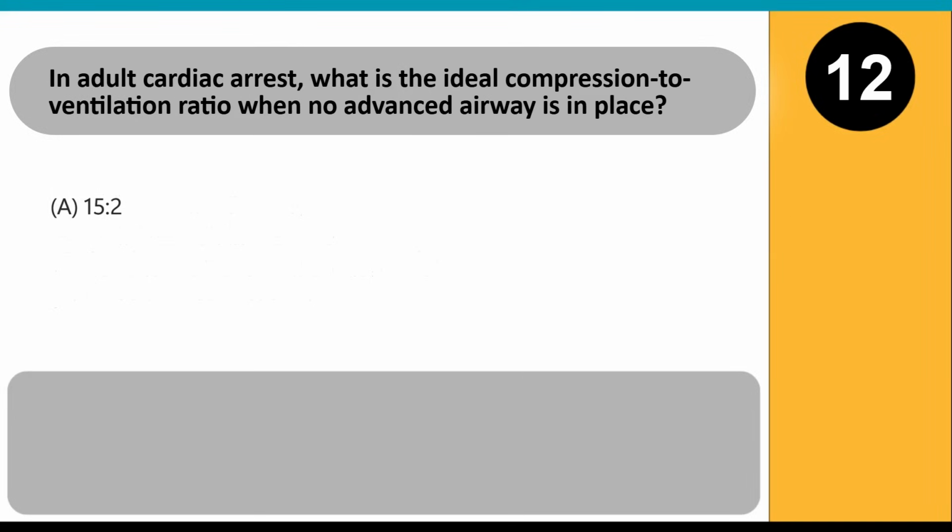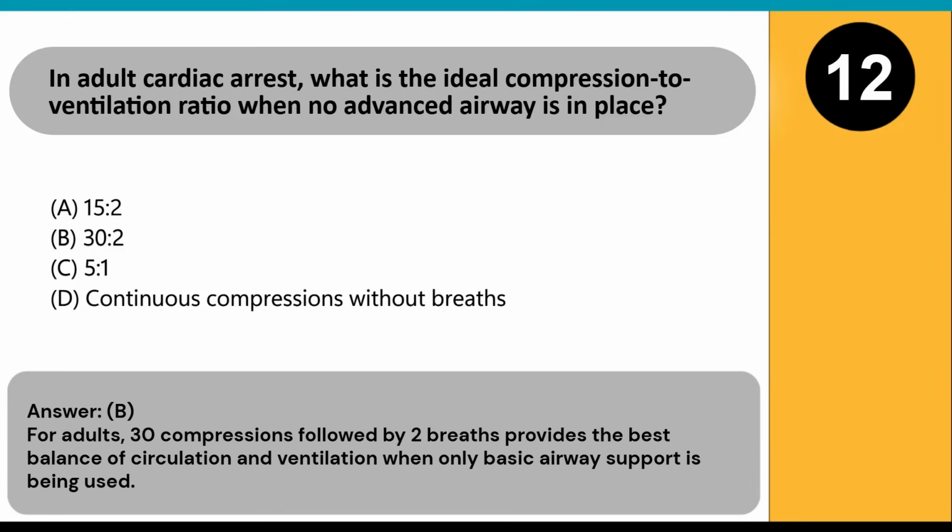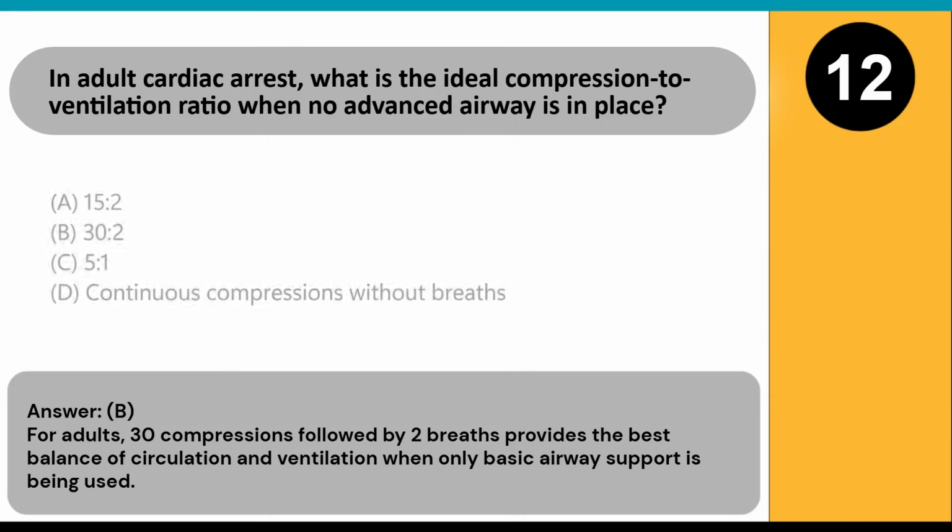In adult cardiac arrest, what is the ideal compression to ventilation ratio when no advanced airway is in place? A. 15:2. B. 30:2. C. 5:1. D. Continuous compressions without breaths. Answer B. For adults, 30 compressions followed by 2 breaths provides the best balance of circulation and ventilation when only basic airway support is being used.